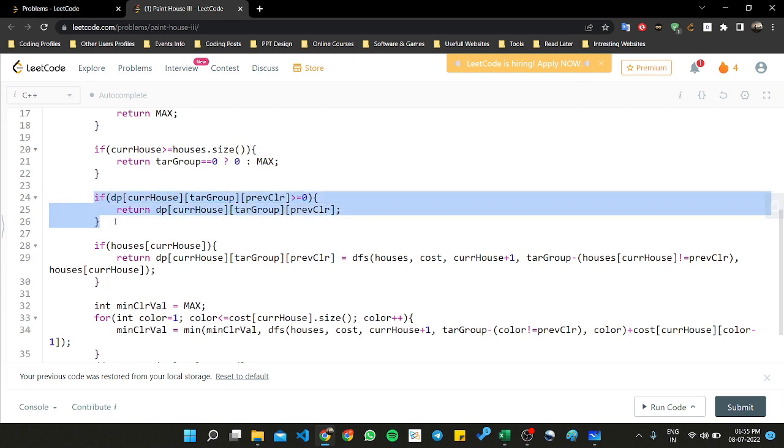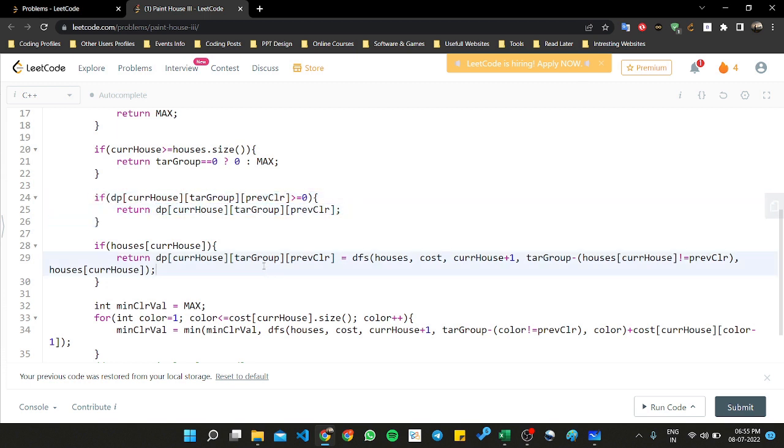If I already solved the problem, I return the value stored in the DP. If the house is colored already, I call the DFS and move to the next house, and I check whether the house color is the same as the previous one. If the current house color and the previous house color are not the same, I reduce the target by 1, and also change the previous color to this house's current color. This is a recursion call, and then again I store this into DP and return the DP value.